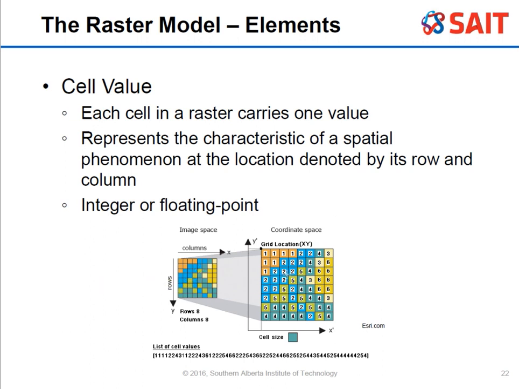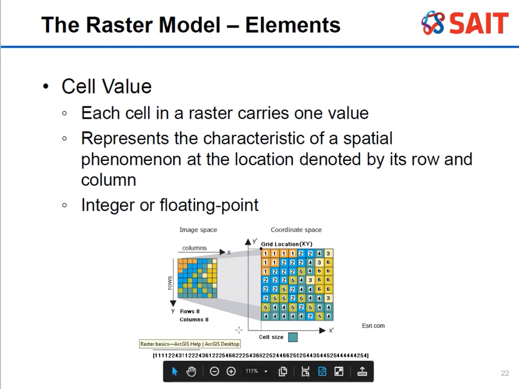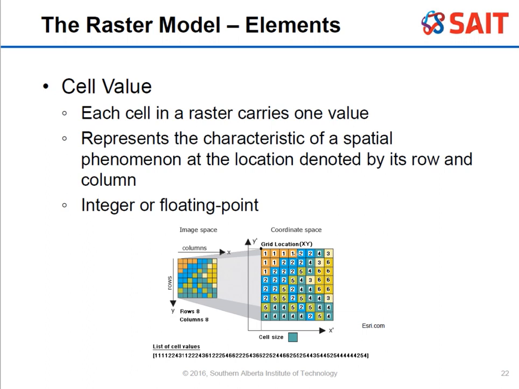We also have the coordinate space, which is like the real world coordinate, and depending on the map projection, this 0 can be somewhere else, but it's going to be placed in some sort of grid location on the Earth, and we can actually spatially reference that.